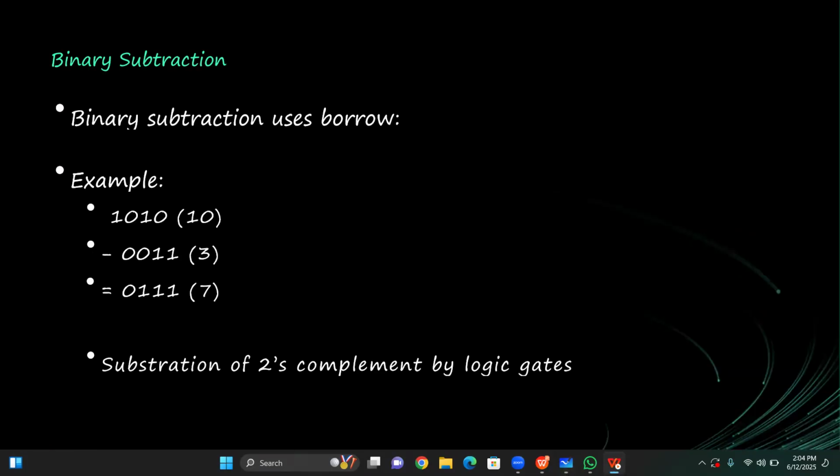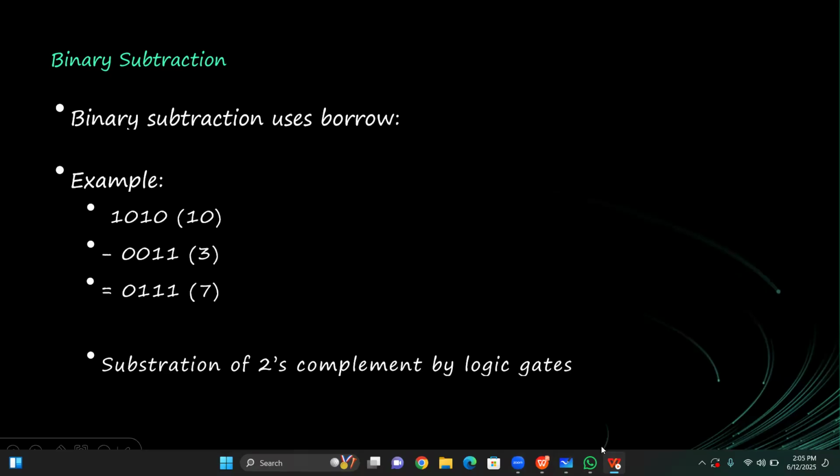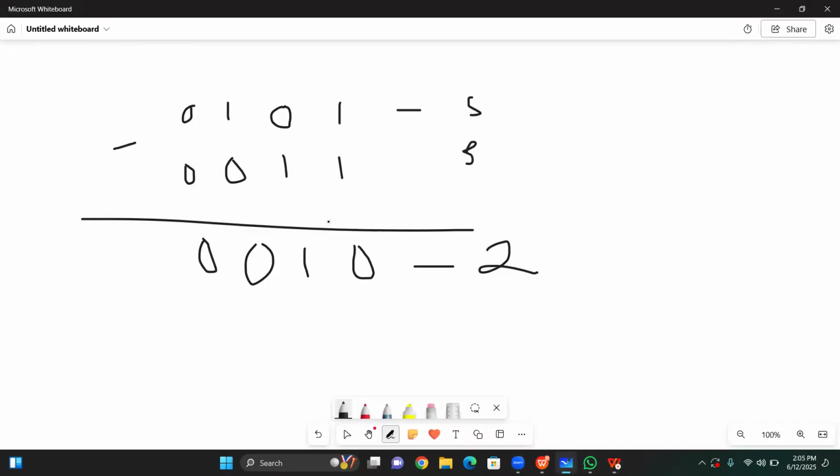there is also something now. The thing is that computers actually make use of the best, the easiest, the most efficient way to do anything. Subtraction using 2's complement by logic gates works differently. All right, it works differently. So I hope this is not going to confuse you, but this is how it works. Okay, let me show you. When working with 2's complement, this is also perfect.